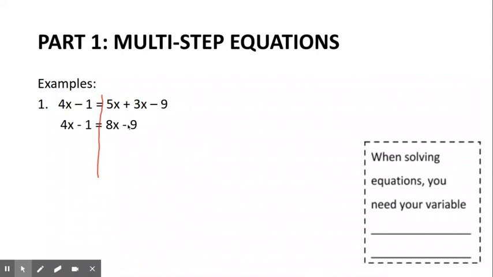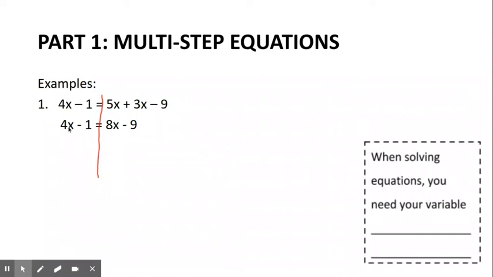Now, our next step here is going to have to do with that idea of we only want our variable on one side. I right now have x on this side and x on this side, and I don't want that. So I need to get rid of or cancel one of these x's. We can choose to cancel the 4x or the 8x. It does not matter which one you choose.